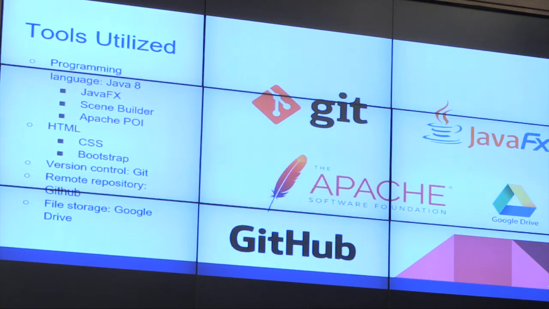We used Apache's POI libraries in order to interface Java with the sort file, which is an Excel format. We also made use of HTML to implement a help menu. We used CSS and Bootstrap to do this. We made use of Git for our version control. We used GitHub as a repository, and we used Google Drive in order to store all of our documentation.